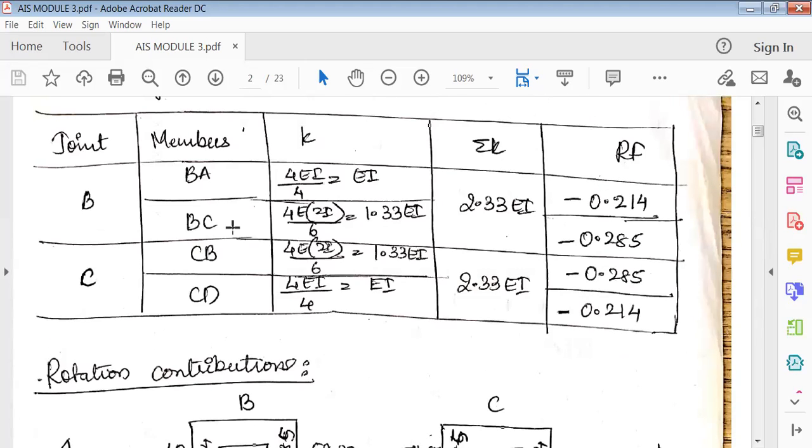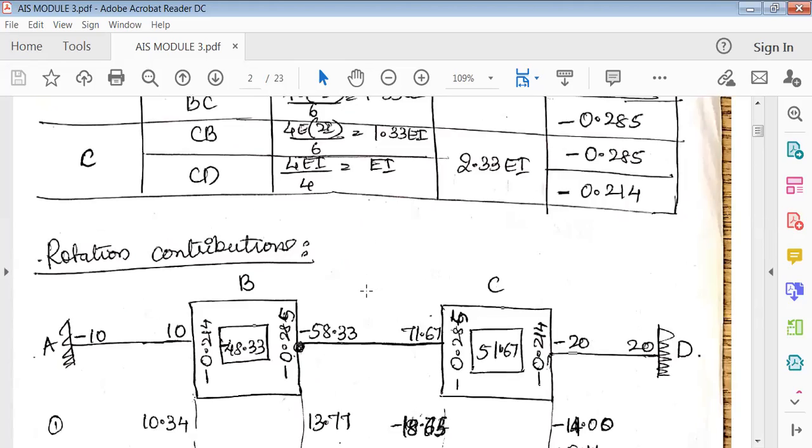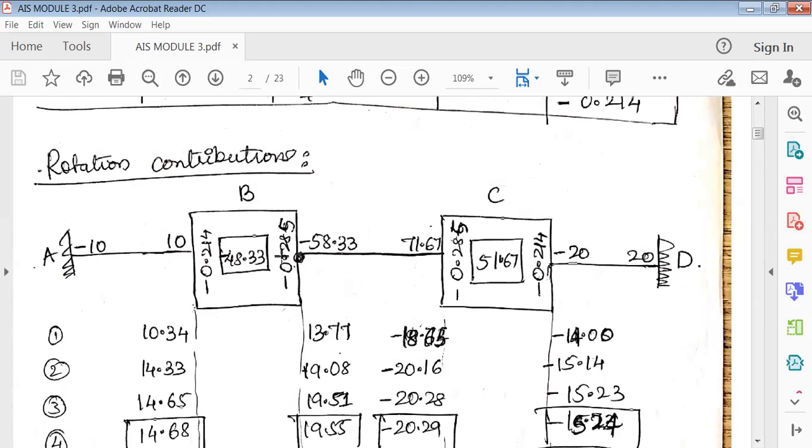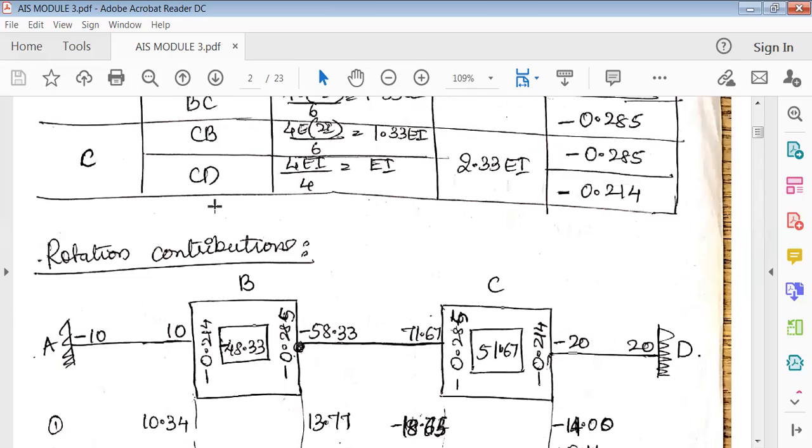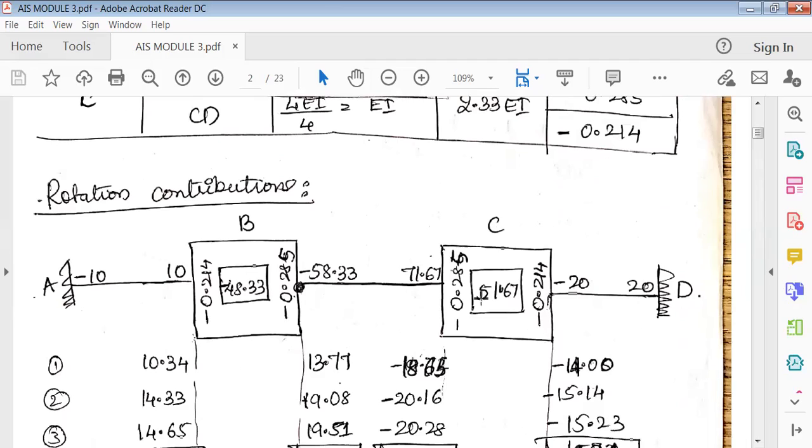Similarly, BC. So BC is minus 0.285. So in this portion you have to write. And always try to write this vertically like this, because if you try to write horizontally, the page won't be enough. That's why it's important for you to write it vertically. Okay. Next, similarly in CB, left side of C is CB connecting. Right side of C is CD. So now here CB is 0.285 and CD is 0.214. You have to write it in this portion.